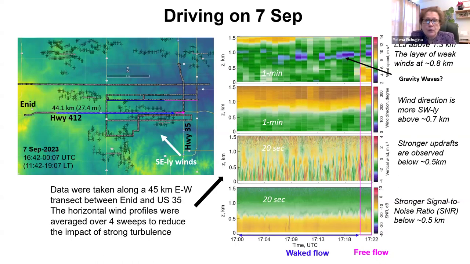Here's an example for September 7, showing what parts we consider as waked flow, shown in blue. This part of the road we consider blocked or waked flow for the southeasterly winds, and the part of the road shown in magenta we consider free flow. So we can then compare mean wind profiles or time-height cross sections for each of those parts to see the influence of the wake, and we can do it for each road. This example shows time-height cross sections for the part driving on Highway 412.